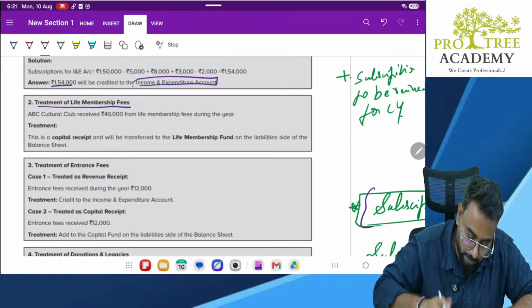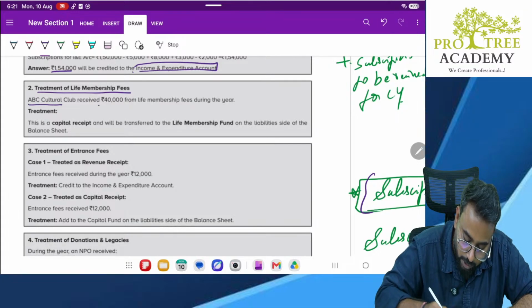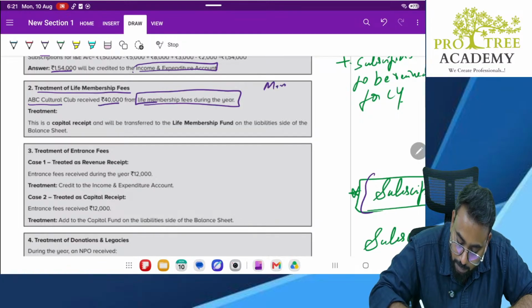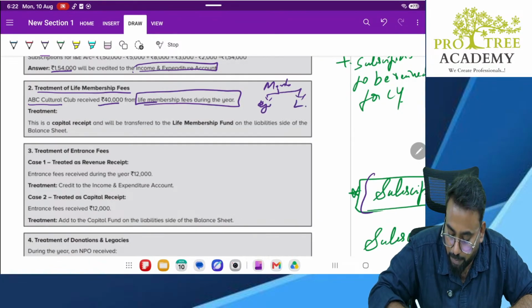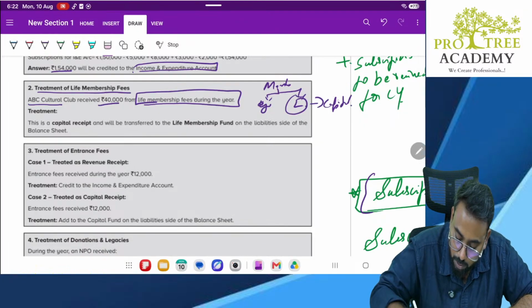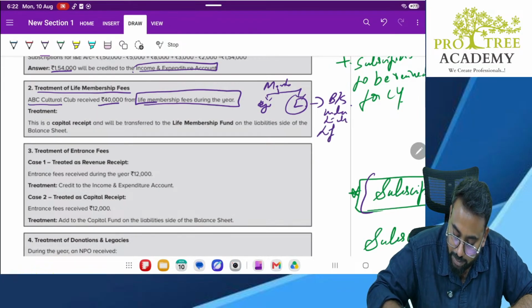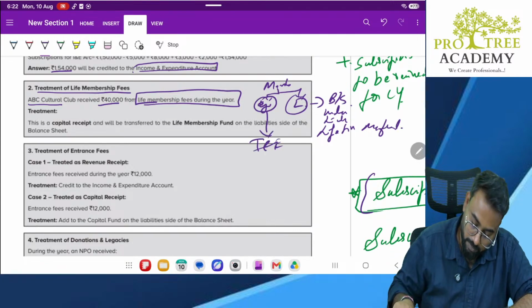Treatment of life membership fee. ABC Cultural Club received 40,000 from membership fees during the year. What will you do? I told you membership fee will be of two types: one is yearly, one is lifetime. Lifetime will go to the balance sheet, under liabilities, shown as lifetime membership fund account, whereas yearly will go to the income and expenditure account.